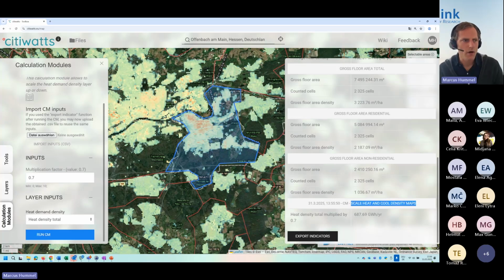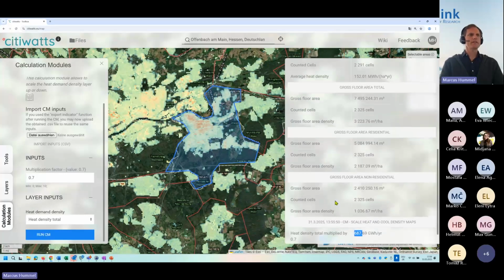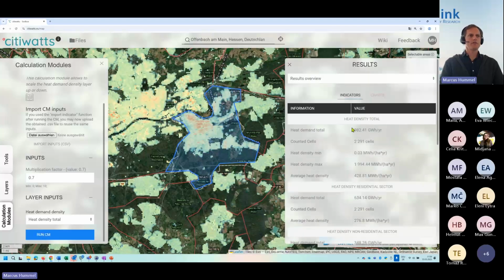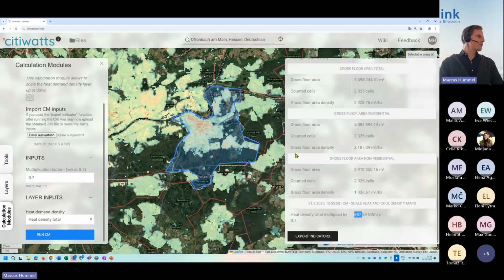As you can see, it's now 687.69 gigawatt hours in total in that map, which should be exactly 70% of that value. So now you have a map that has a lower demand, because you might know that this is the lower demand. So that's the second option that you have.